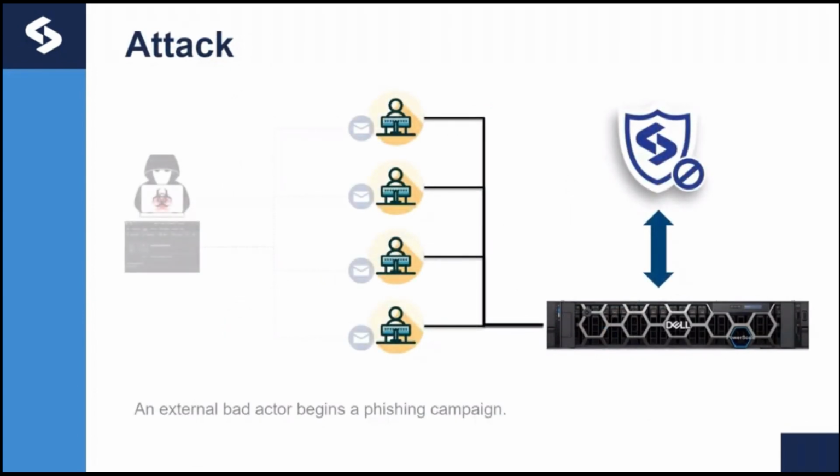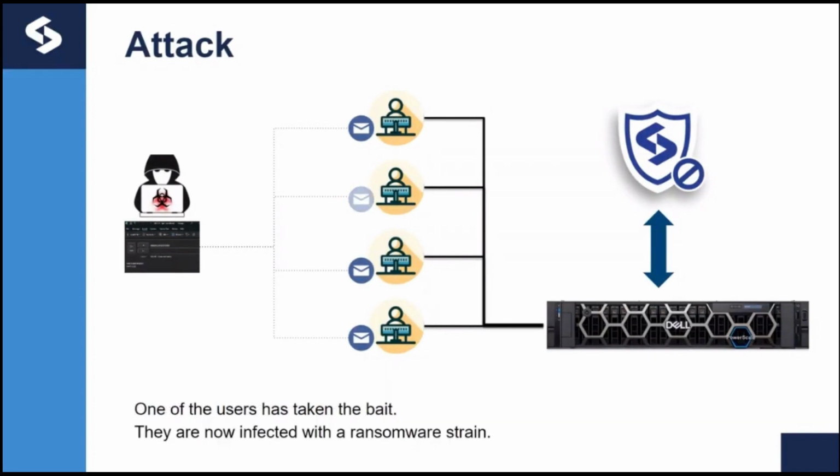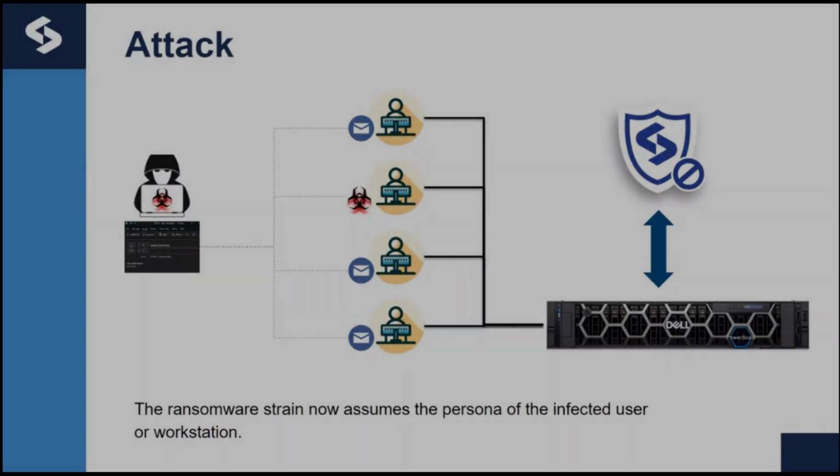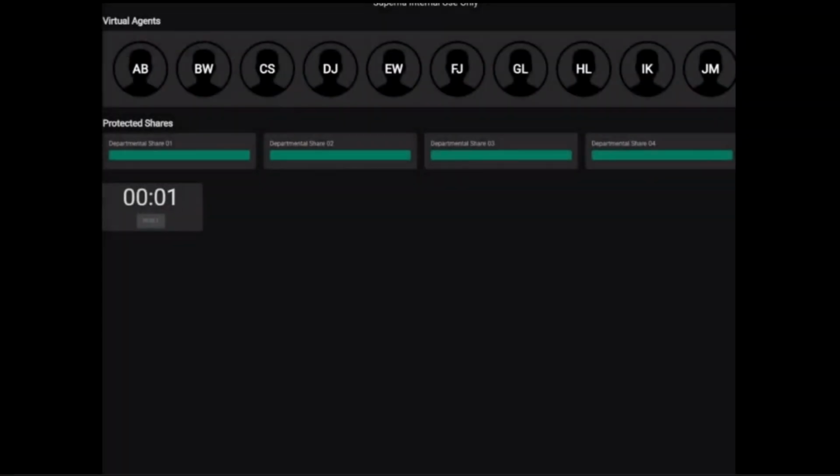The attack begins with an external bad actor initiating a phishing email campaign against the corporation. After clicking on the email, one of the users is now infected with a ransomware strain. The bad actors can now assume the persona of the infected user or workstation. Our internally developed ransomware simulator, the Overwatch, will be used to simulate the ransomware attack where users and personas have been compromised by the phishing attack.